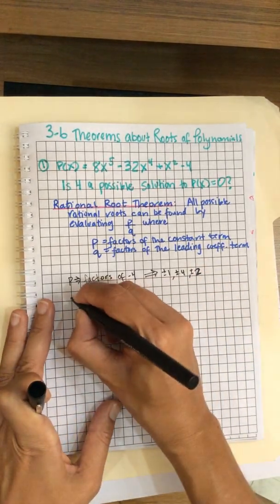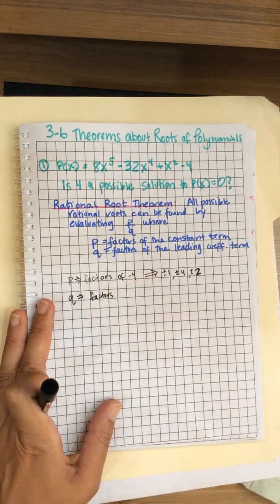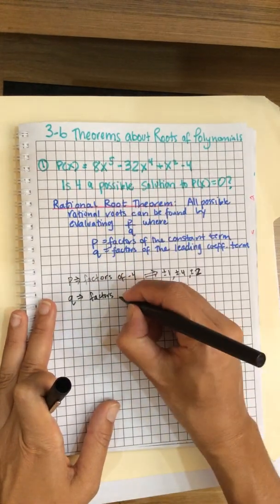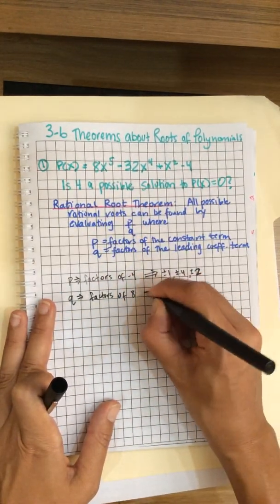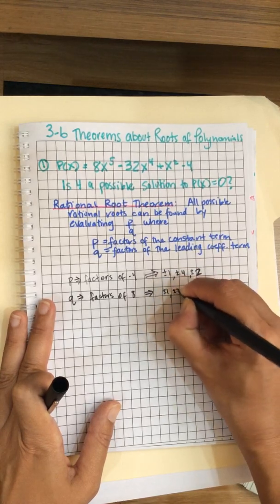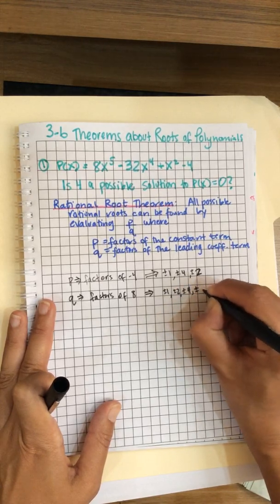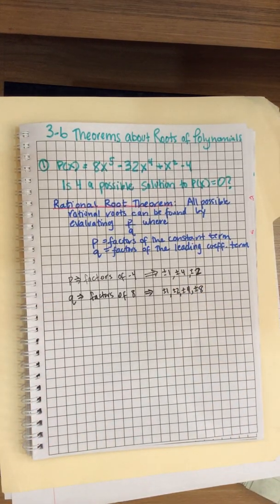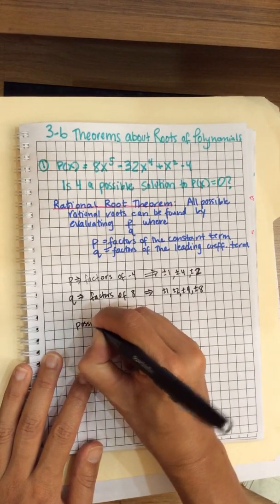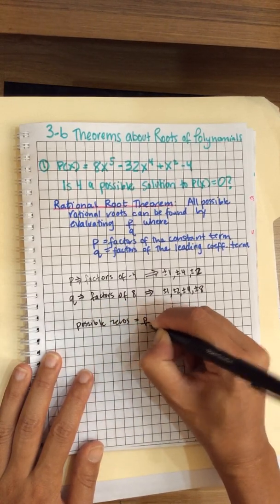Okay, and then q, those are going to be the factors of the leading coefficient term, which our leading coefficient is 8. So factors of positive 8, that will give us plus or minus 1, plus or minus 2, plus or minus 4, and plus or minus 8. Those are all the factors of 8. So what are our possible zeros? Well, that's going to be p over q.